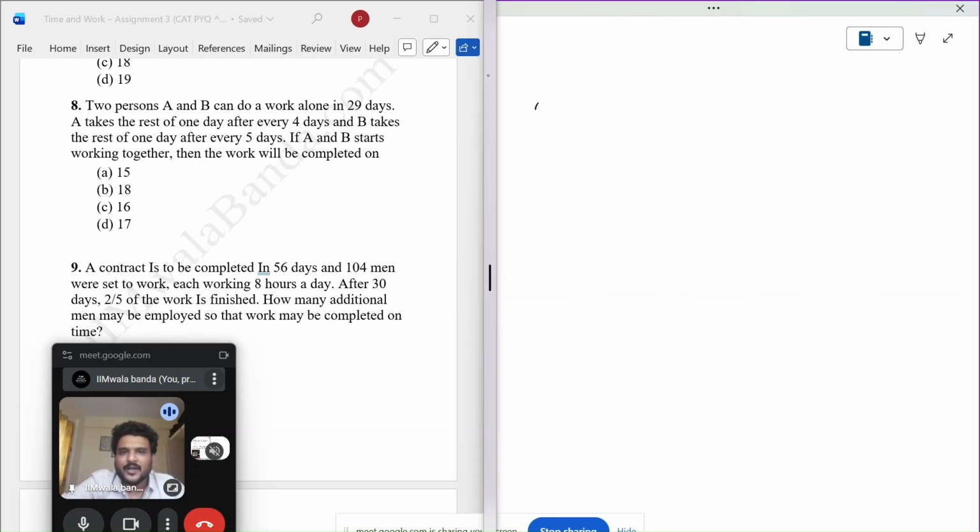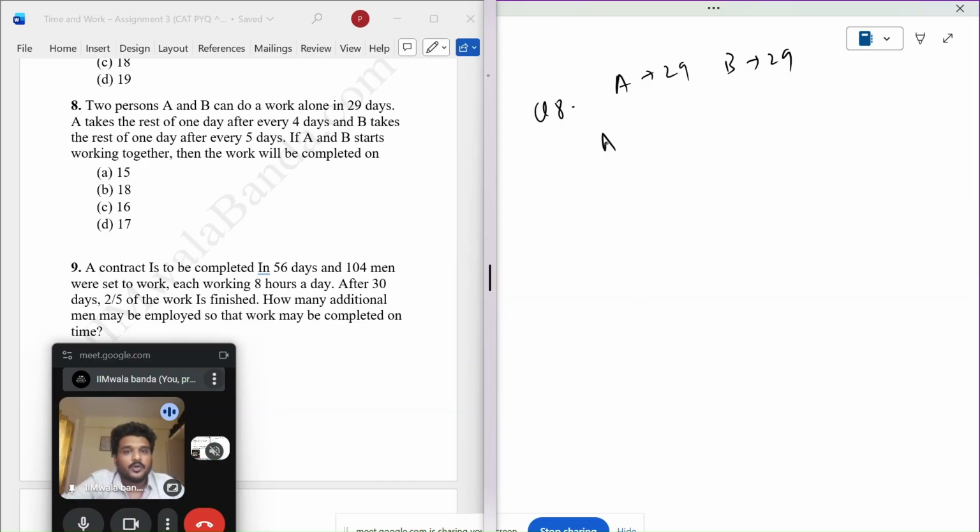Let's go to question number 8. Two persons A and B can do a work alone in 29 days. So A takes 29 days, B takes 29 days by themselves. A takes rest of 1 day after every 4 days.